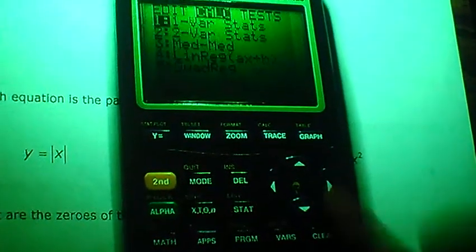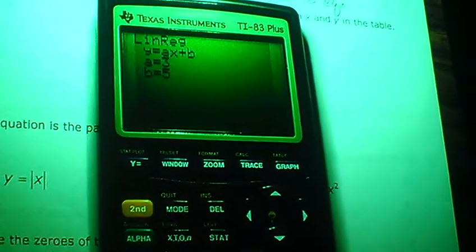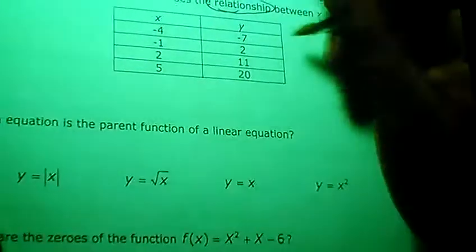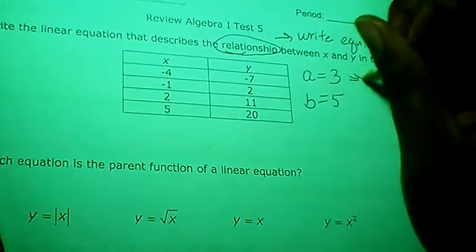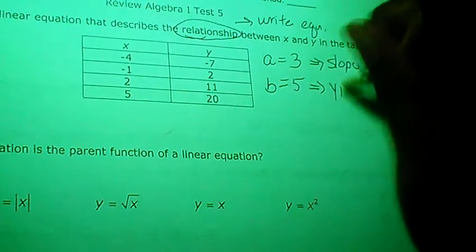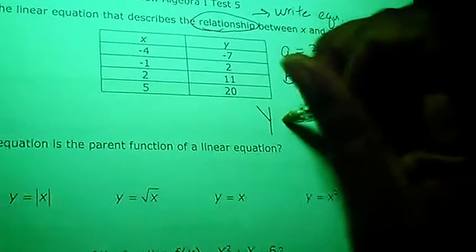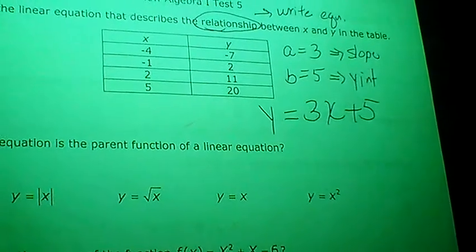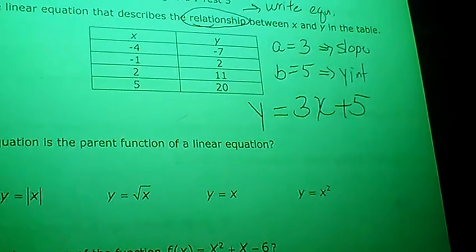We go over to calc. We go down to number 4, linear regression, and we press enter. And we have A is 3 and B is 5. A is 3, B is 5. 3 is our slope, and 5 is our y-intercept. And our equation is y equals 3x plus 5. So that's our linear relationship.